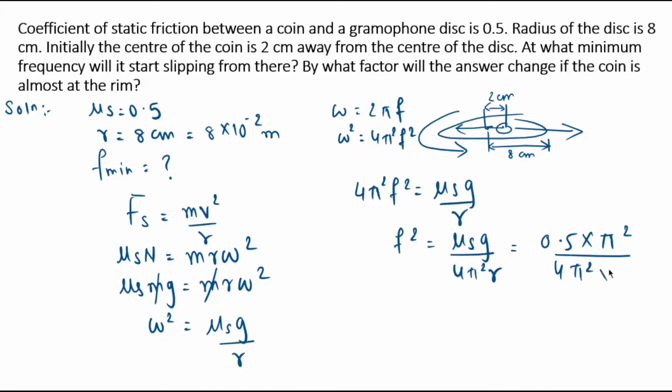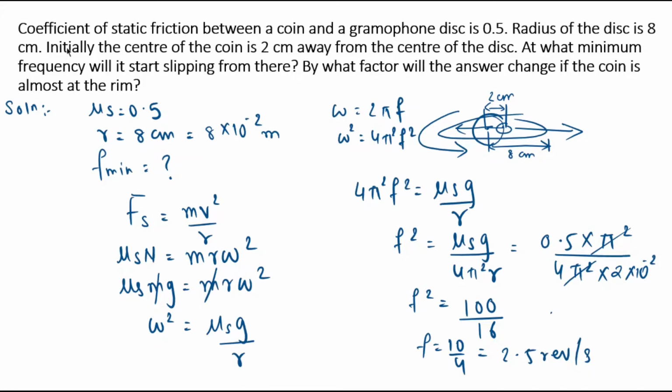4 pi square into the radius at which the coin was from the center, that is 2 centimeter, which can be written as 2 into 10 raised to minus 2 meters. So pi square gets cancelled, and solving this we get f square equal to 100 upon 16, or more precisely, so taking the square root we get f equal to 10 by 4, which can be written as 2.5 revolutions per second.